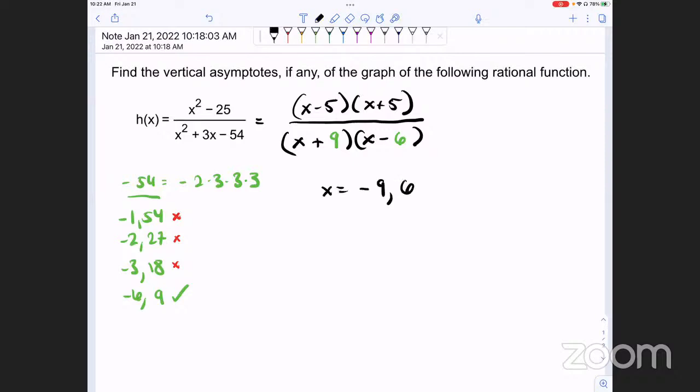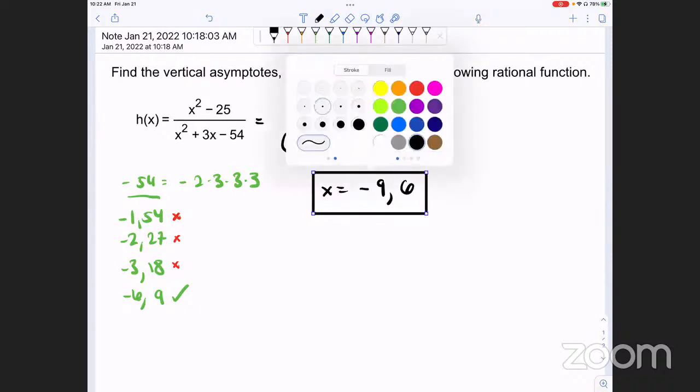-9 and 6, right? And notice that neither of these creates a 0 in the numerator. So both of these are vertical asymptotes. So we're going to go with this. This box in my final answer style.